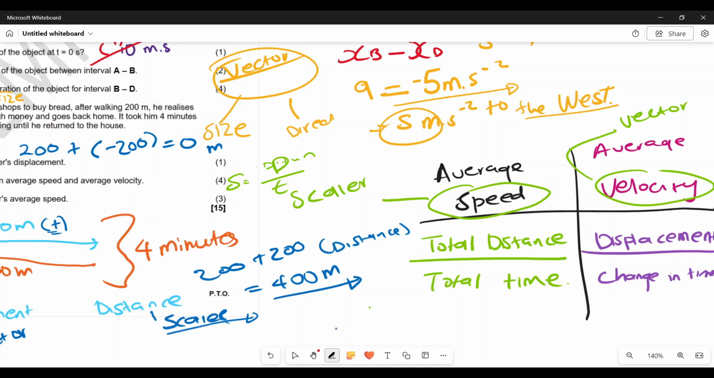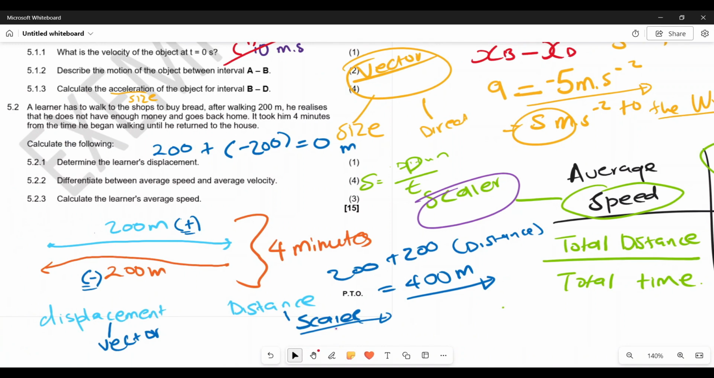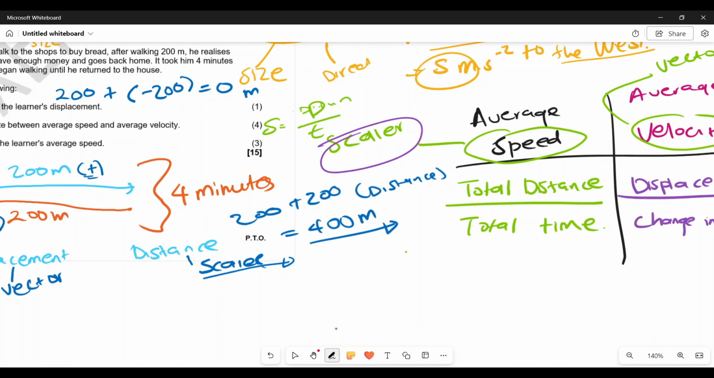So when you're explaining this, you would say your average speed is your total distance divided by your total time. As a result, your average speed represents a scalar, so you don't take into consideration your direction. Now, average velocity is your displacement, or your change in distance, but then just say it is your displacement divided by your change in time. So this is the main difference between these two. Now, the preceding question wants us to calculate the learner's average speed. How would we go about doing this? I've written down the two formulas here.